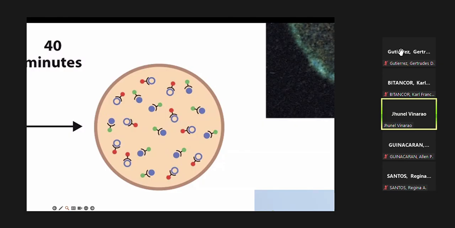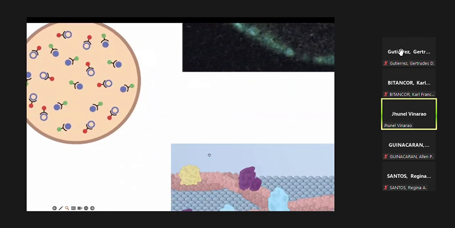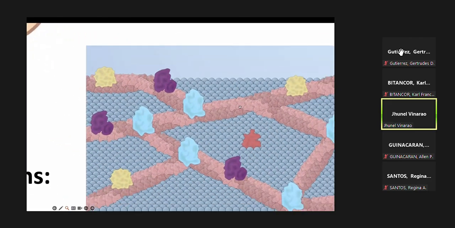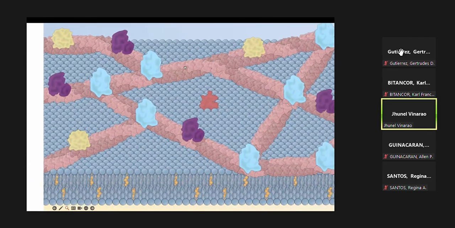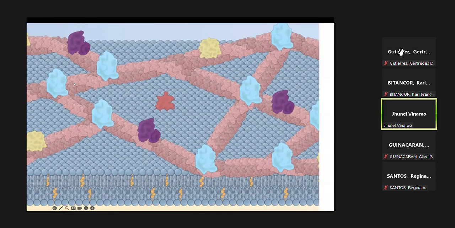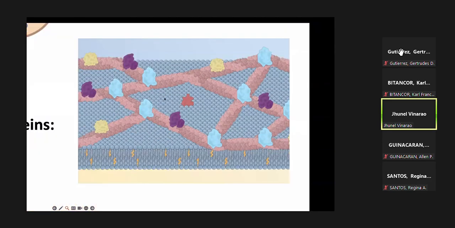But is this true for all? Will all proteins behave this way in the cell? Well, the answer to that is no. Because there are some proteins, the one highlighted in pink, these proteins restrict the movement of this. Let's say this is an integral protein. So they call it a corral. So if it doesn't move, it could be attributed to the proteins forming this corral.